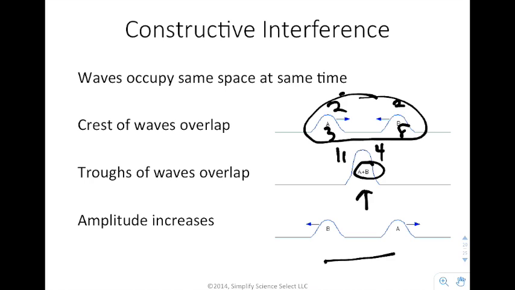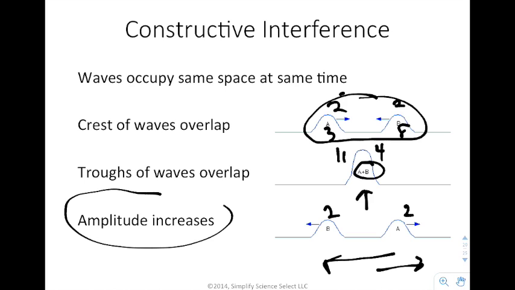And then the waves continue on their original pathway and they go back down to their original value. So if this was 2 and then 2, it's still 2 and 2 again. So for that brief instant they're 4, but then they continue along their original path. Okay, the amplitude is increasing when we have constructive interference because you're making something larger than the original value.